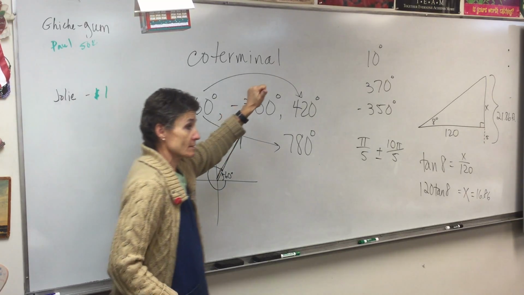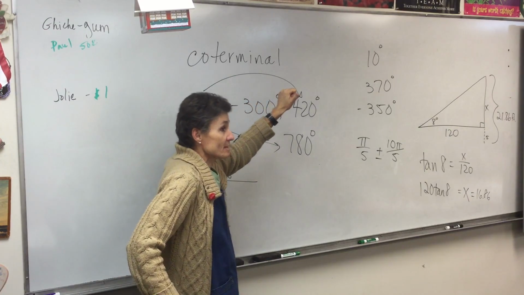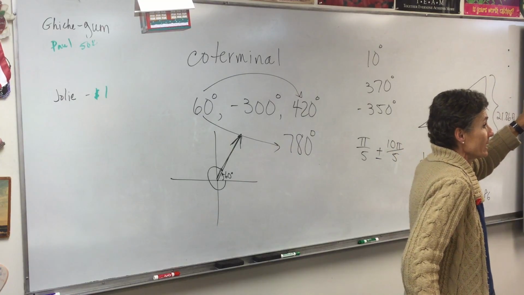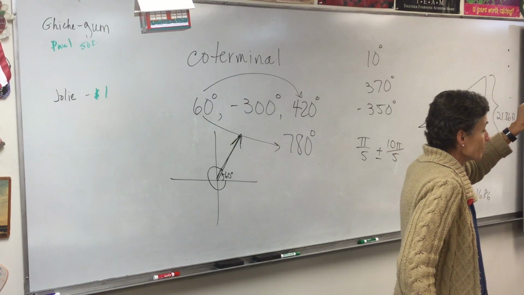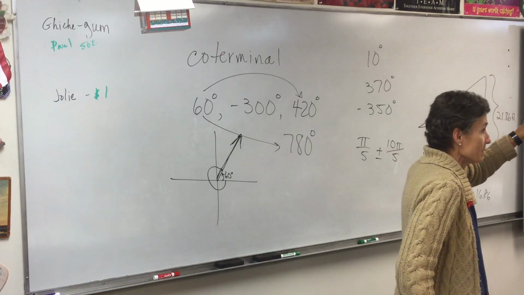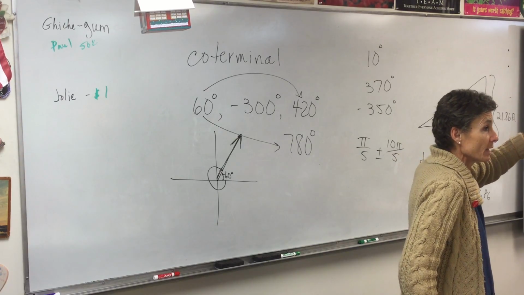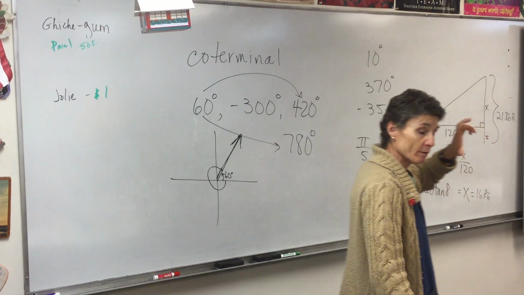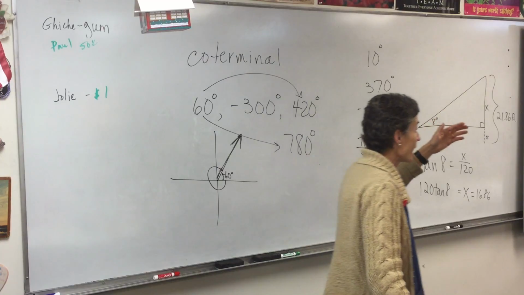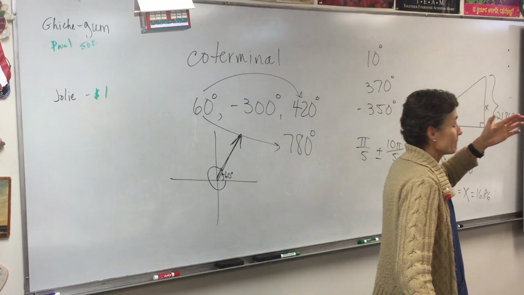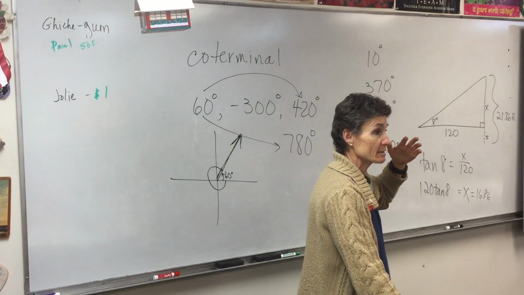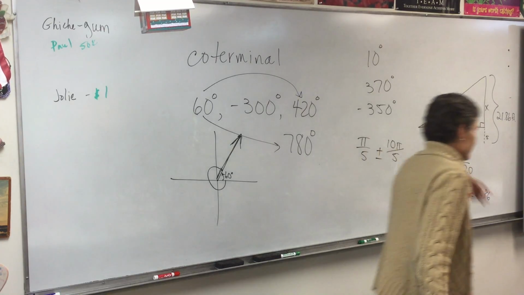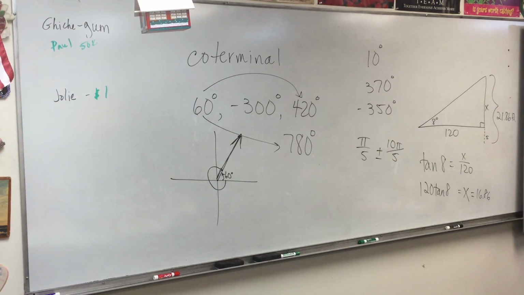What are coterminal angles? Angles that stop in the same spot. They share the same terminal side. They end up in the same place. That's what coterminal angles are. How do you find coterminal angles? Because you know sure shooting that's going to be a test question. How do you find coterminal angles? You add or subtract revolutions. If you are in degrees, you add or subtract 360s. If you're in radians, you add or subtract 2 pi. Okay? Alright, that's easy.